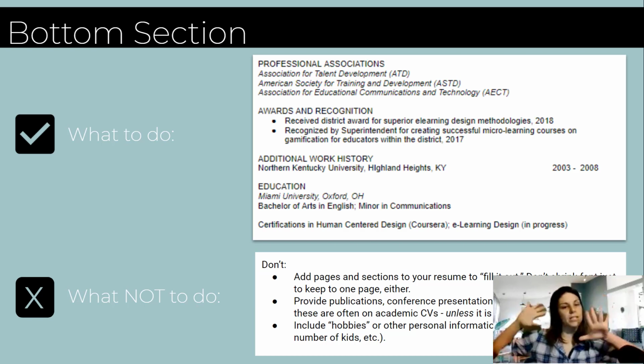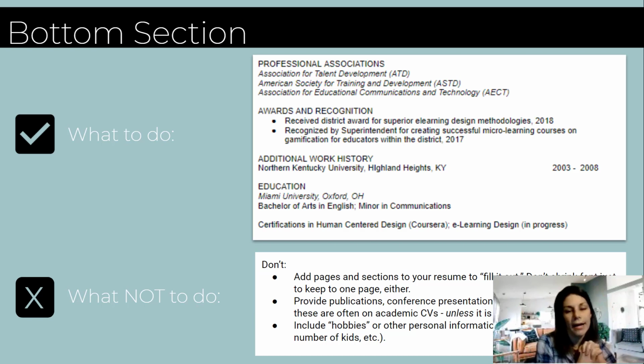Okay, so looking at what to do and what not to do. Here we just kind of added some things. Don't add pages and sections to your resume to just fill it out. Don't shrink font to make it fit to one page. White space is so important, and we'll talk about that. Typically, a 2-pager, that's the sweet spot.